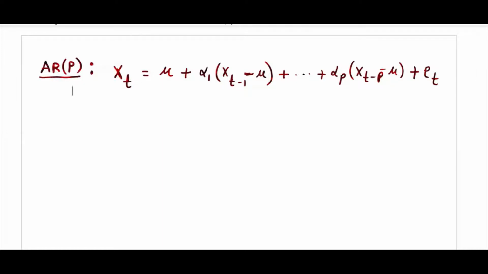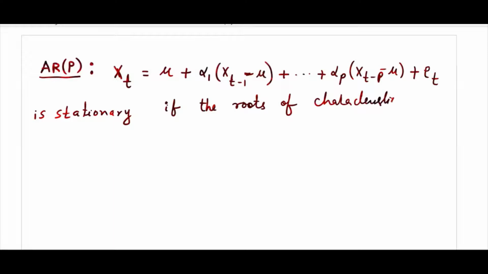Here this process will be stationary. This is stationary if the roots of the characteristic equation, you just need to remember the formula. How can you remember this one?